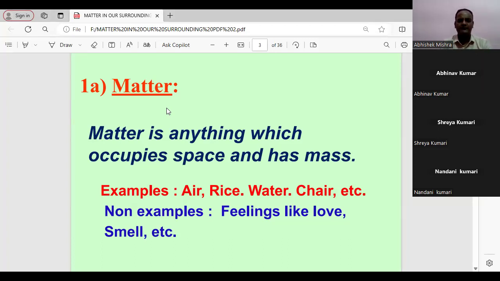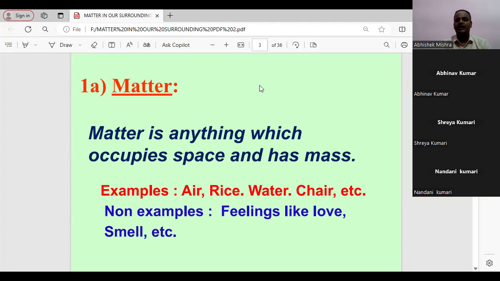concepts. First of all, before starting with this chapter: anything which occupies space and has mass is called matter. For example, air, rice, water, chalk. A non-example, which is asked in the NCERT also, is a smell. Whether it is matter or not, definitely it is not matter. So anything which occupies space and has mass is called matter.